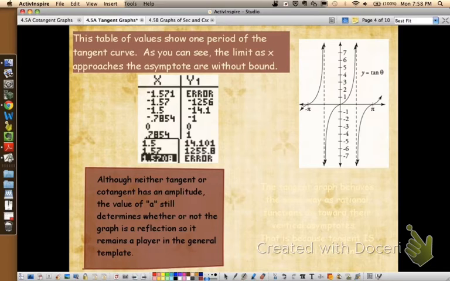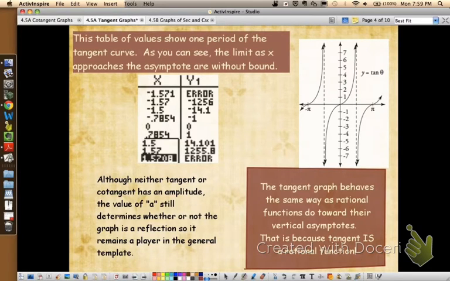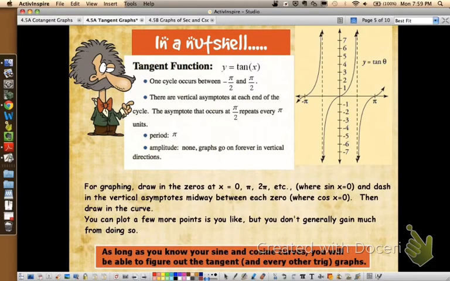However, there are numbers that can take the place of the value a, and these will affect basically how quickly the graph grows and the direction. It might be a reflection over the x-axis. So again, we see that the tangent curve behaves like a rational function. Okay, so in a nutshell here, everything that I just said is true. The parent graph will have vertical asymptotes. It doesn't have an amplitude, and so on and so forth.